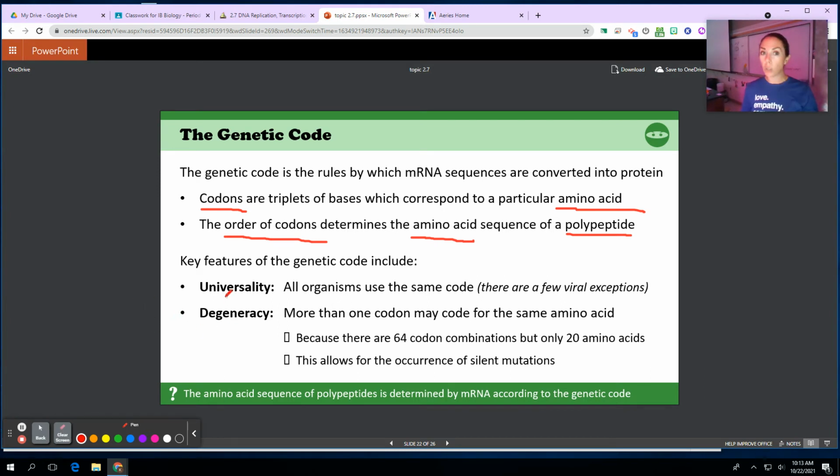But universality means like all of these codons and amino acids are the same in all organisms except for just a couple of viruses. But for the most part, AUG in one organism codes for the same exact amino acid in another organism. So this is a universal genetic code. So the amino acids that are made in one organism are made in the other, right? It's not like each one has a specific key, okay? The concept of degeneracy is the idea that more than one codon may code for the same amino acid. I'm going to show you that in the next slide, so that makes more sense, right? There are a total of 64 codons, but only 20 amino acids, right? So some of those codons code for the same amino acid, and that allows for something called silent mutations, and we will look at that during our DNA Gone Wrong unit.